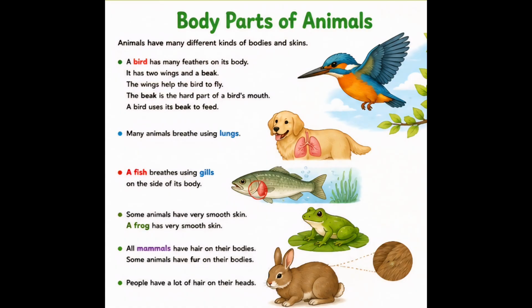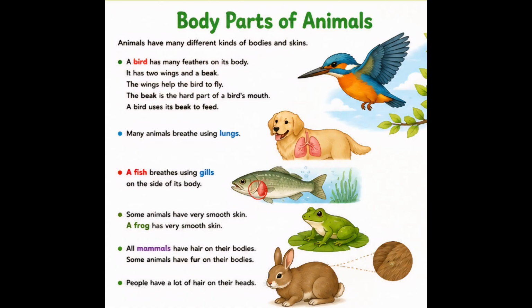Body parts of animals. Animals have many different kinds of bodies and skins. A bird has many feathers on its body. It has 2 wings and a beak. The wings help the bird to fly. The beak is the hard part of a bird's mouth. A bird uses its beak to feed.